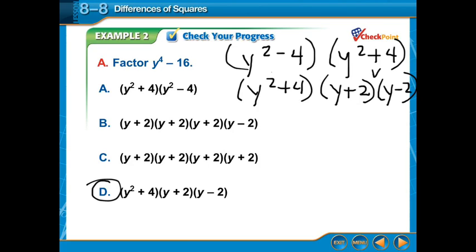Now remember, I could set each one of these to 0 and find the roots, because the whole purpose of factoring is to find the roots of the quadratic.